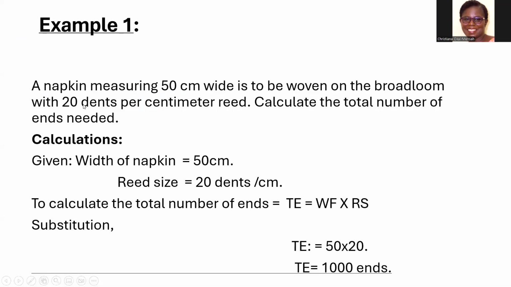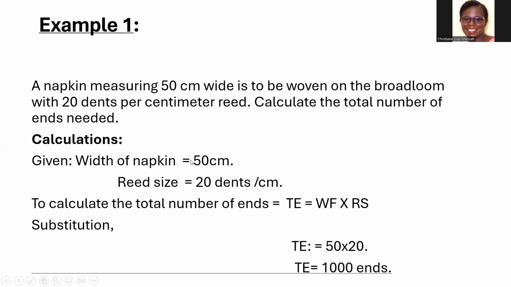With 20 dents per centimeter reed, calculate the total number of ends needed. So how do you go about this question? First of all, you need to put down all the things that have been given to you in the question. I have written here "given". The givens are the things that have been given to you to do the calculation. The width of the napkin has been given as what? 50 centimeters. So you write it.